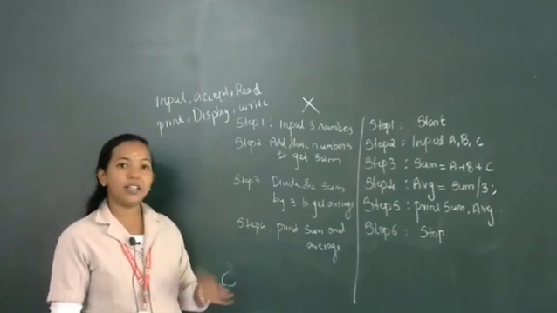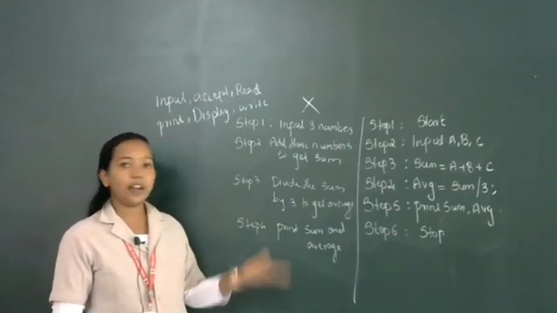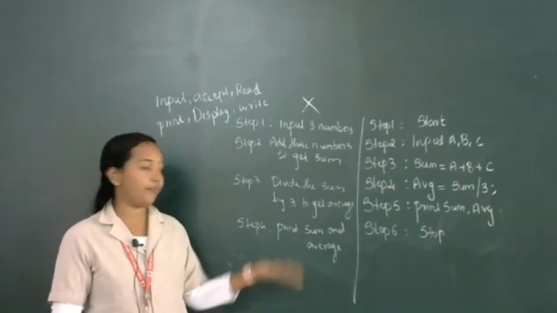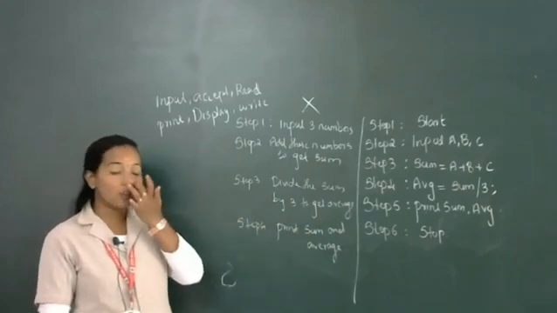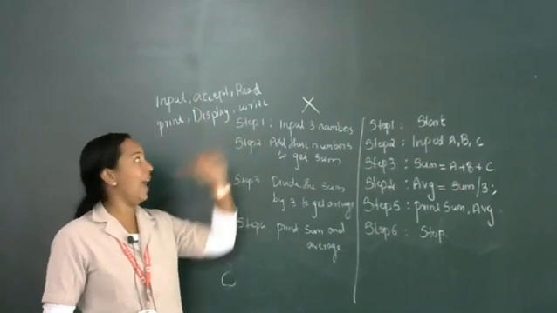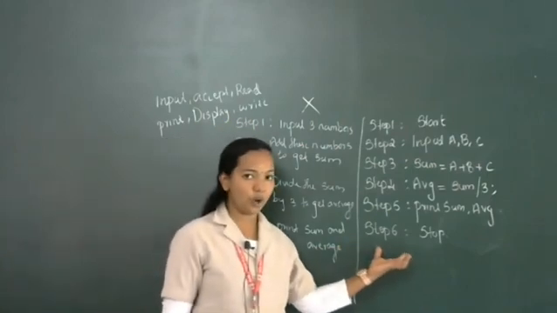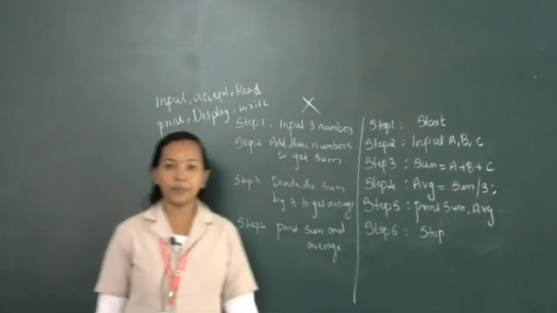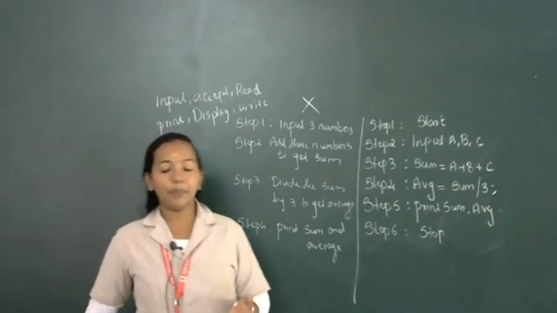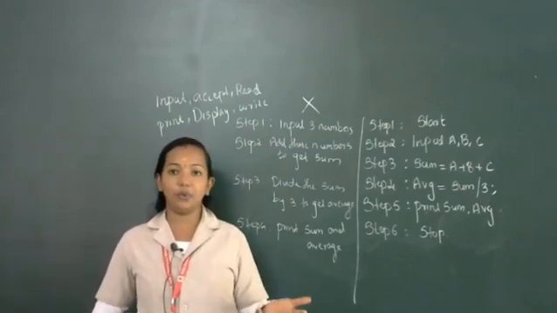Then after that we can find the average. AVG equal to sum by 3. Then after that we can print the values. Print sum and also average. For output statements we use print, display and write. Once the output statement is over, we can stop. Step 6, stop. Okay, so this is a sample algorithm. The application level algorithm and flowchart we will discuss after the flowchart.